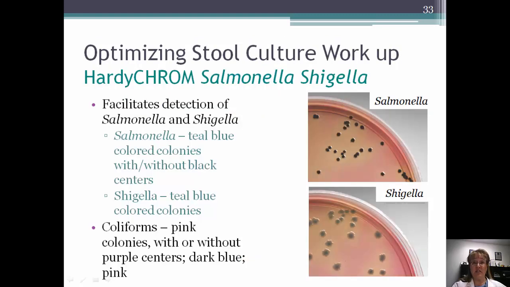Hardy also has a chromogenic media, the Hardy Chrome Salmonella Shigella, that facilitates, again here, this chromogenic media is for both Salmonella and Shigella together. Both produce a teal blue colony, and Salmonella also produces the H2S positive colony as well.